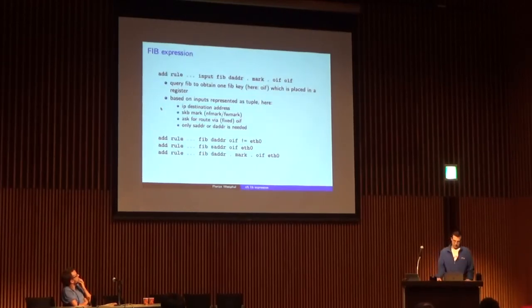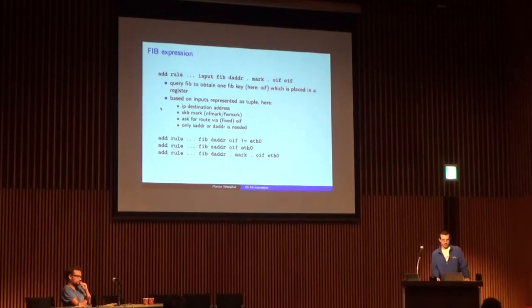So currently the syntax is basically to ask for FIB, and then you specify, in tuple syntax notation, the inputs that you want to put into the flowi structure to perform the lookup, and then you ask for the desired part of the resulting output. The only thing that is currently implemented is the OIF, the output interface, so that nftables would ask the kernel routing table, and then it would place the output interface that the kernel thinks the packet will be sent out via into a register.